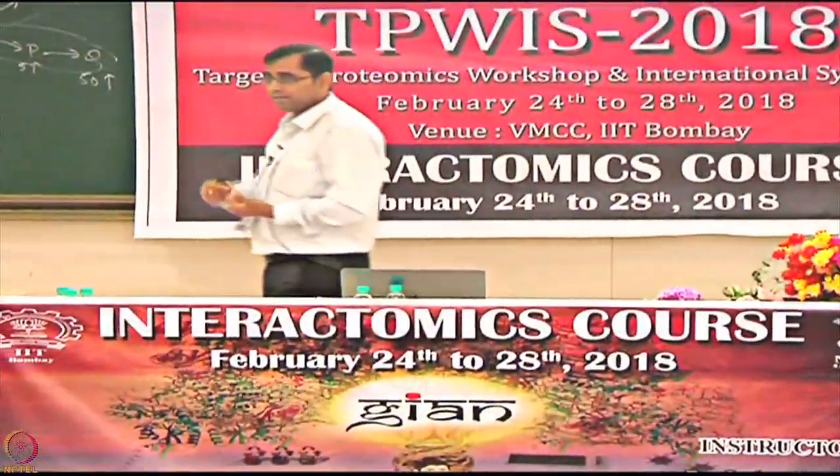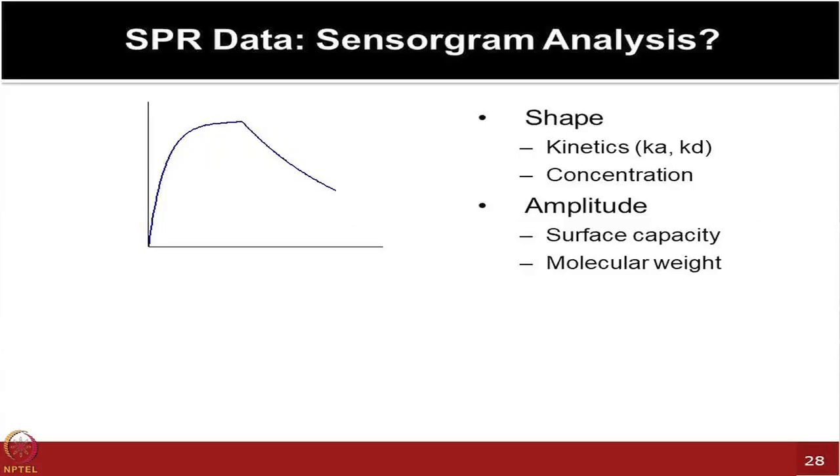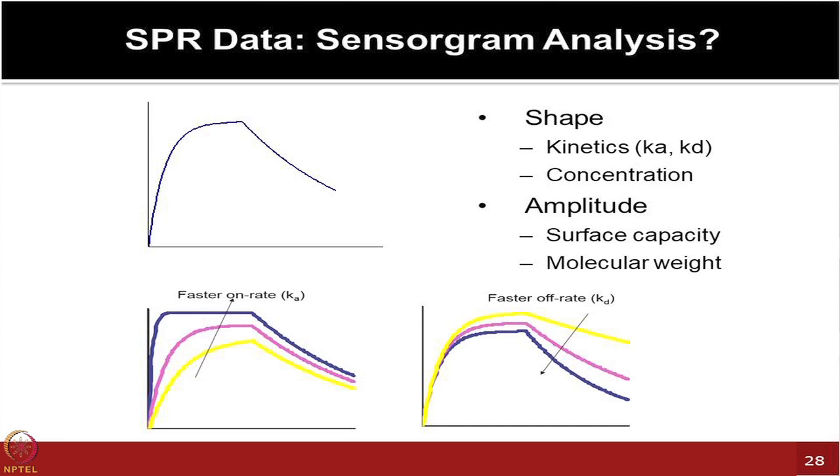The SPR data shows you different curves, and they will tell you what is happening with the kinetics, how much concentration I can see for those proteins, the surface capacity, molecular weight, etc. And many times these curves, which show you just the difference in the on rate and off rate, can be very powerful.